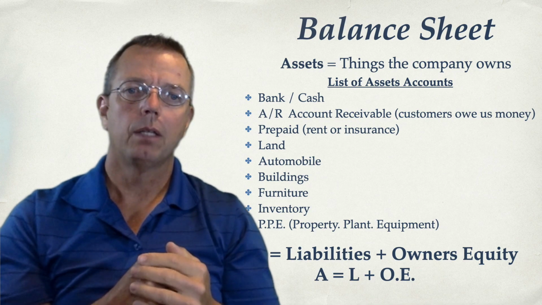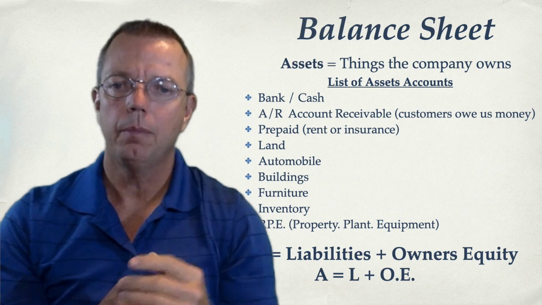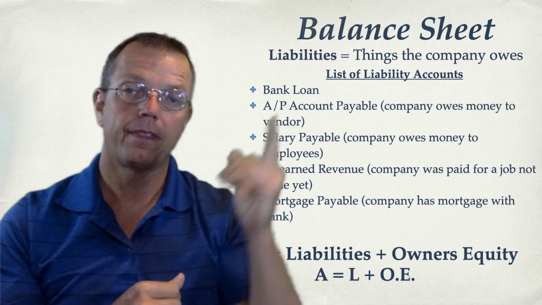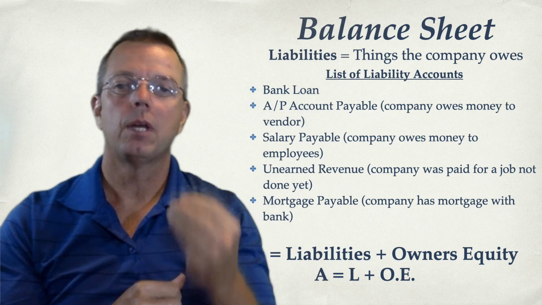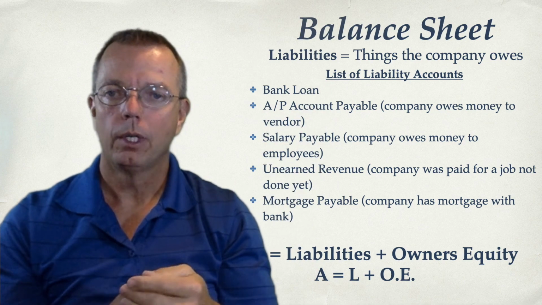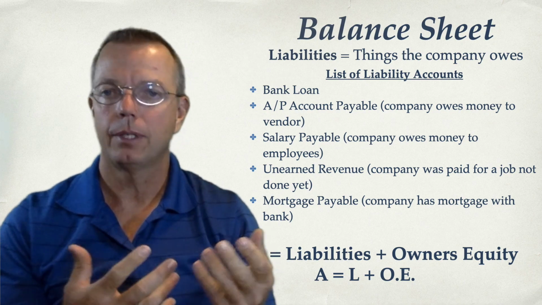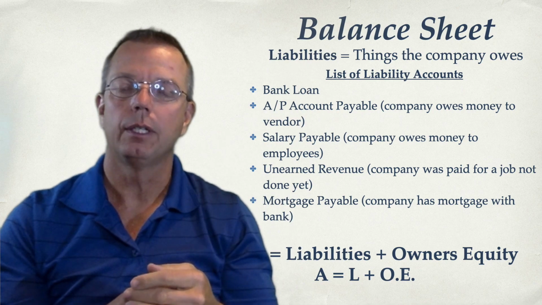All right, let's look at the liabilities. So the first liability, right? Things the company owes, right? The number one thing that people usually owe is a bank loan, right? Or a loan from somebody. So 90% of the time it comes from the bank, right? So bank loan is usually key right there.